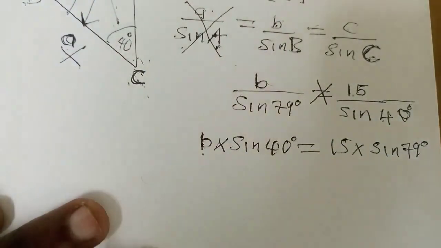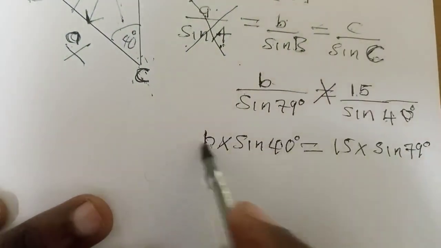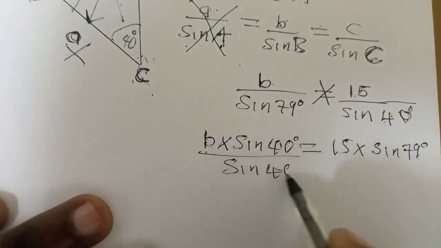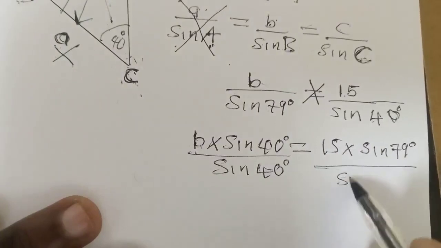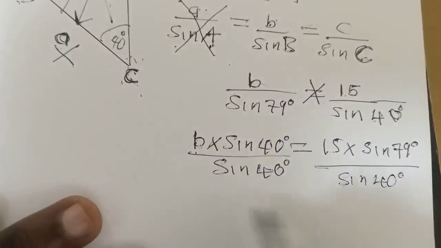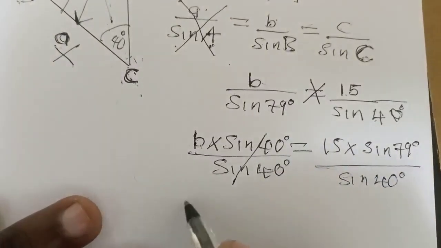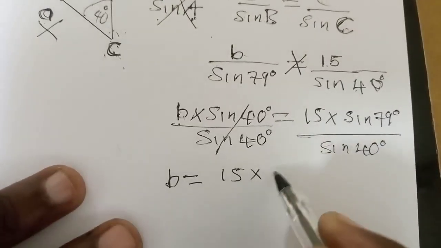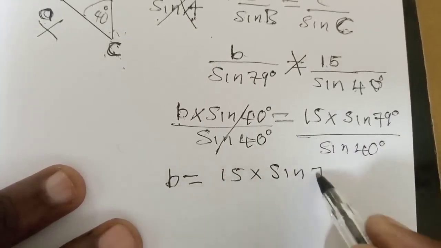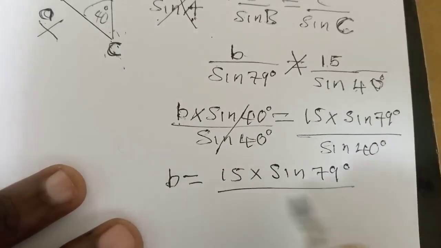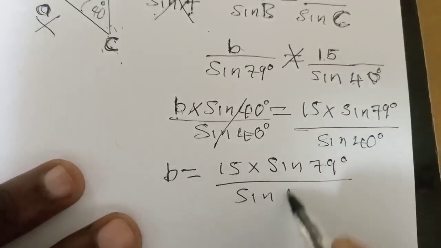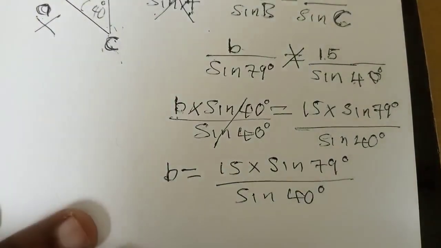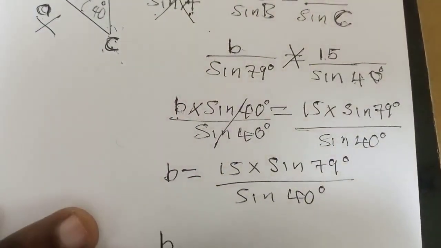Then we need b. We are looking for b. So to get rid of the sine 40 degrees next to b, we divide both sides by sine 40 degrees. So b is equal to 15 times sine 79 degrees over sine 40 degrees, like that.